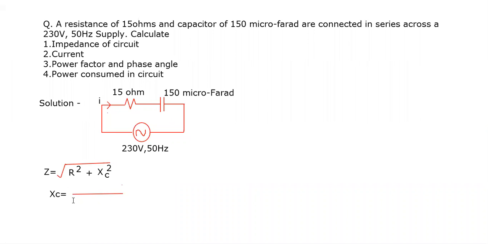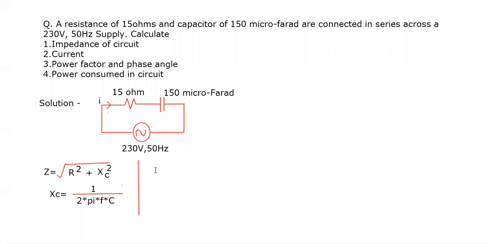The formula for XC we all know is 1 by 2 pi F C. So we know the values of pi, C and F. Pi is 3.14, frequency given is 50 hertz, capacitor is 150 microfarad, so we can calculate XC, which is capacitive reactance, and its unit is ohms.